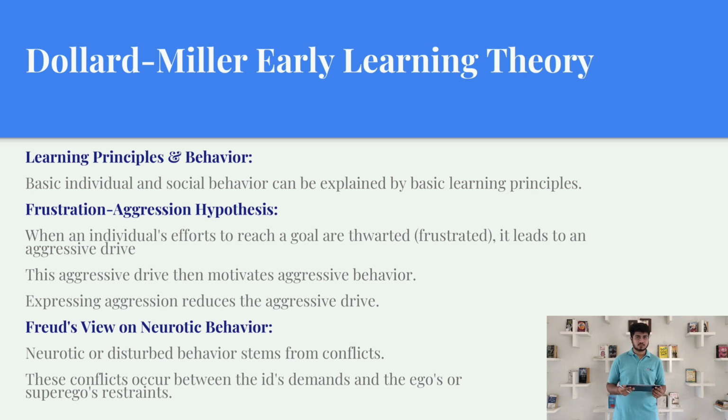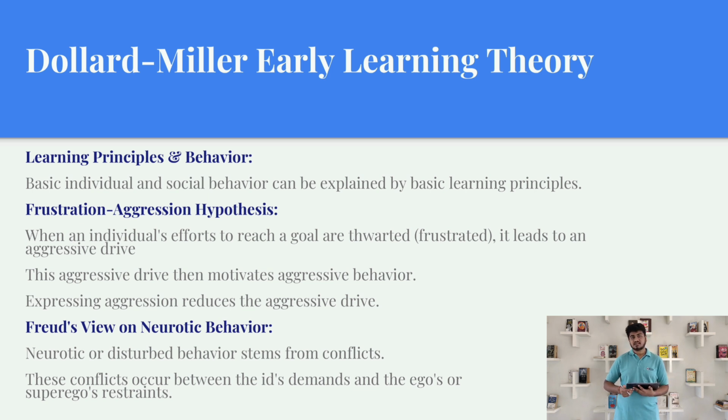Another theory is the Dollard-Miller early learning theory, and there are certain points we are going to discuss. The first point is learning principles and behaviors. The basic individual and social behavior can be explained by basic learning principles. The frustration-aggression hypothesis: when an individual's efforts to reach a goal are thwarted, or the person is frustrated, it leads to an aggressive drive. This aggressive drive then motivates aggressive behavior, and expressing the aggression reduces the aggressive drive.